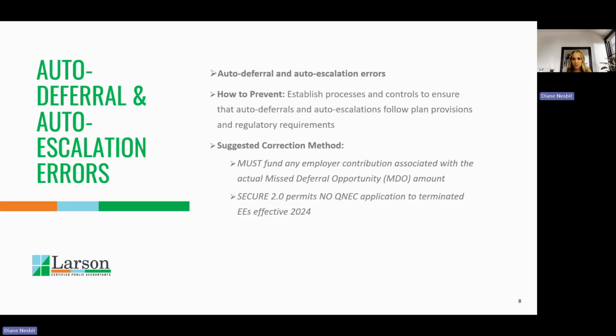So how to prevent this error? Make sure that you establish processes and controls to ensure that auto deferrals and auto escalations follow plan provisions and regulatory requirements. The suggested correction method here is that the plan sponsor must fund any employer contribution associated with the actual missed deferral opportunity amount. And reminder, Secure 2.0 permits no QNEC application to terminated employees effective 2024 for plan year 2024.